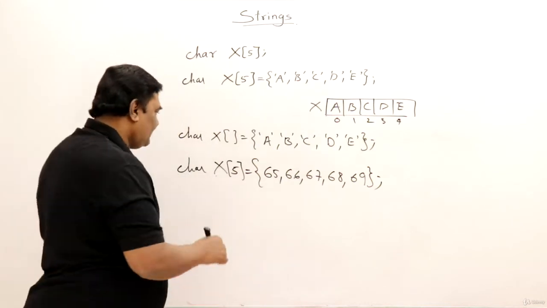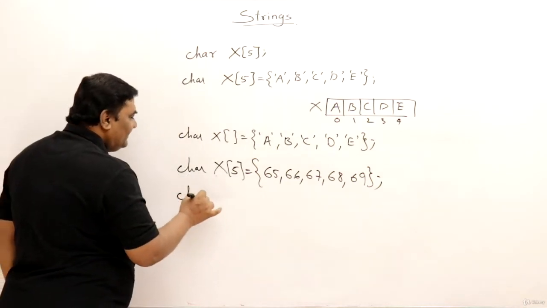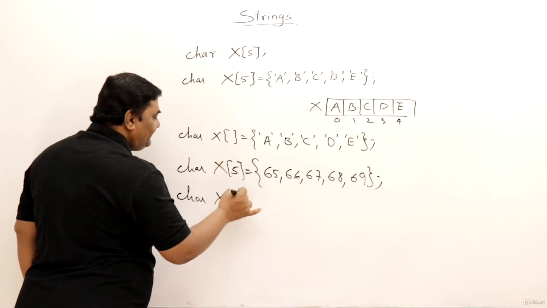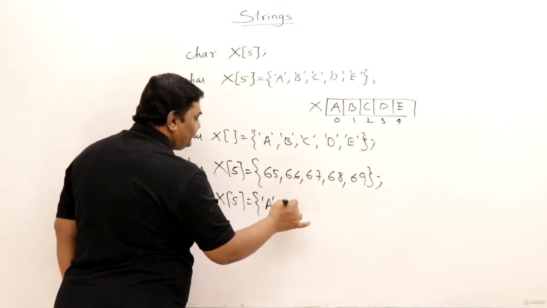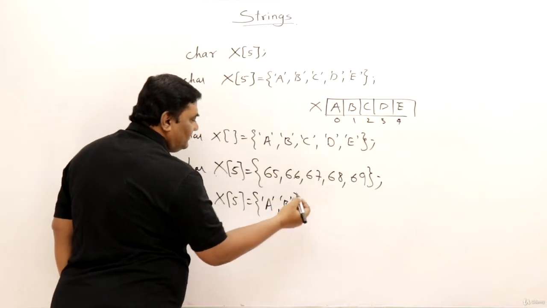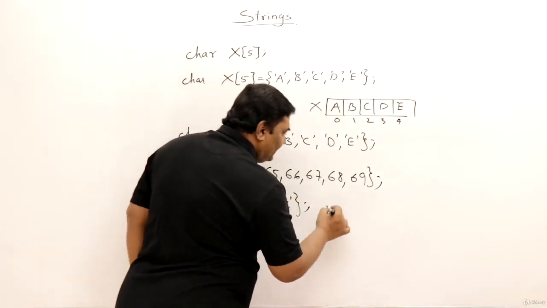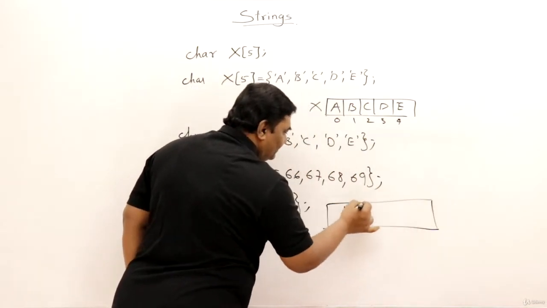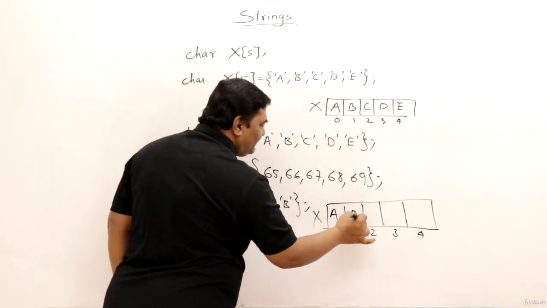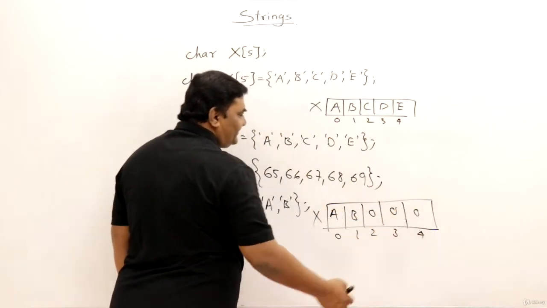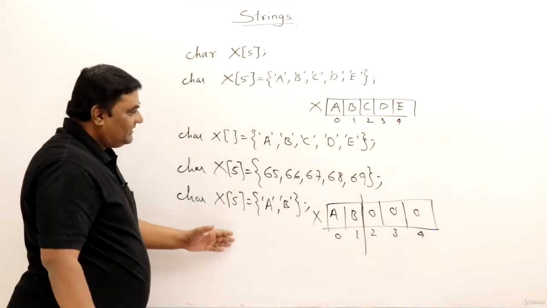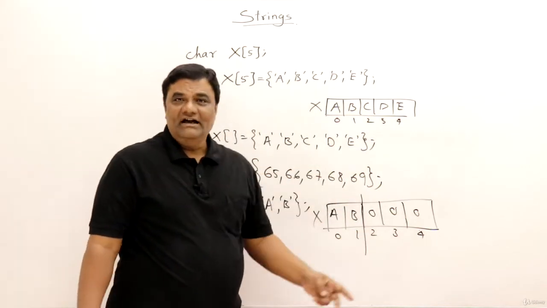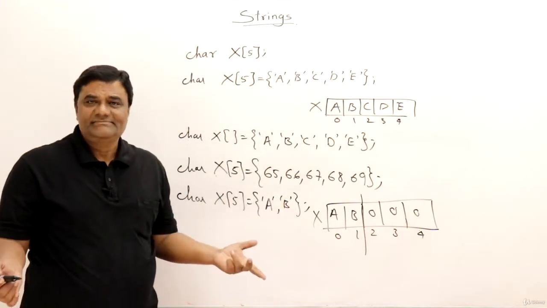Now I will create one more array. I'll create an array char of size 5, and I will mention only 2 alphabets, right? So now in the array that is created, only alphabets A, B are stored, and the rest are all zeros, initialized with 0. So the set of characters is till here only, but the array size is total 5. I have only 2 alphabets. So yes, it is possible.